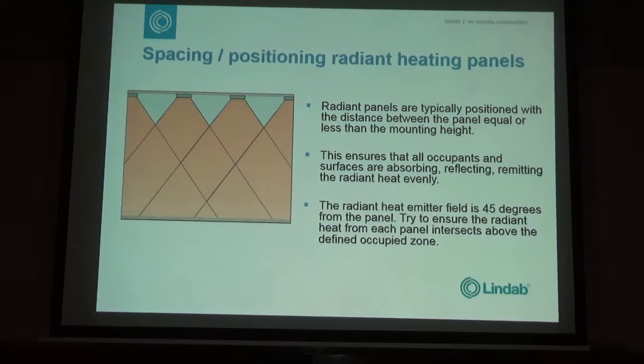So just briefly recapping on that, a radiant panel shines down its radiant heat at 45 degrees, and we're trying to warm the surfaces of the occupied zone above head height so that we're all sitting comfortably in the Mediterranean instead of the South Pole. Probably a bit warmer than natural.